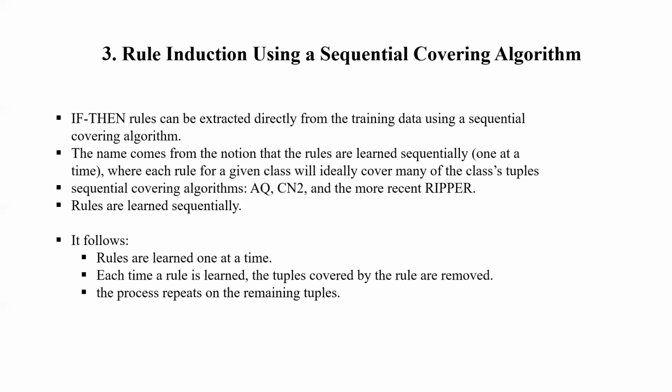Each time a rule is learned, the tuples covered by the rule are removed. The process repeats on the remaining tuples. The first and second steps will continue until the termination condition is met. Until then, it will repeat the same process.